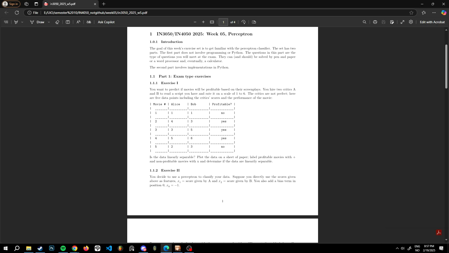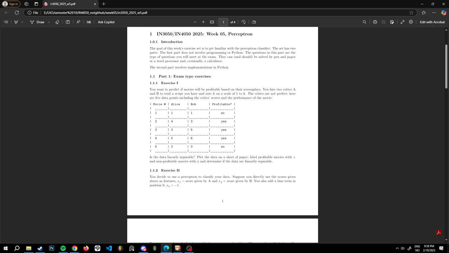So here we have the list of movies, 1, 2, 3, 4, 5. And here we have what the critics gave. So Alice gave a 1, Bob gave a 1. And was the movie profitable? No, it wasn't. In the next movie, Alice gave a 4, Bob gave a 3. Was the movie profitable? Yes. I think you get the gist. Alice gave 3, Bob gave 5. It was profitable, and so on.